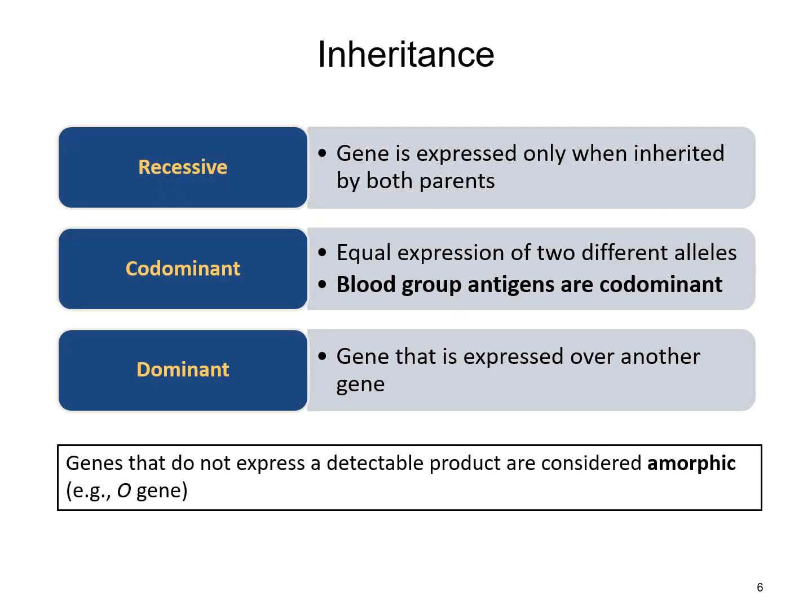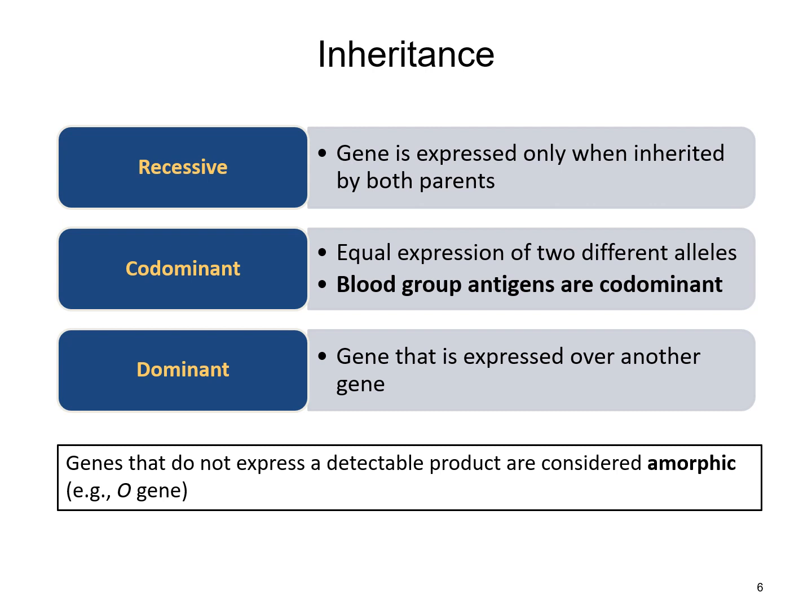Now, in most cases, when we inherit our blood group antigens, they are inherited in an autosomal codominant pattern, or they have equal expression of both inherited alleles that are found on those autosomes. So in other words, the product of each allele is expressed when you inherit it as a codominant trait.